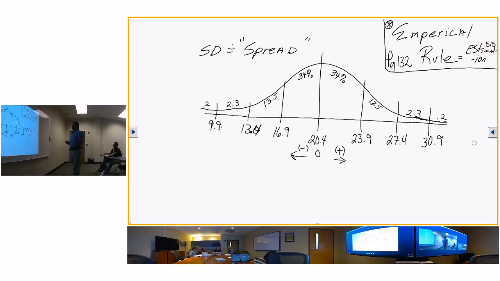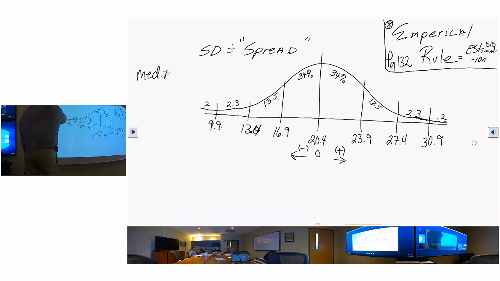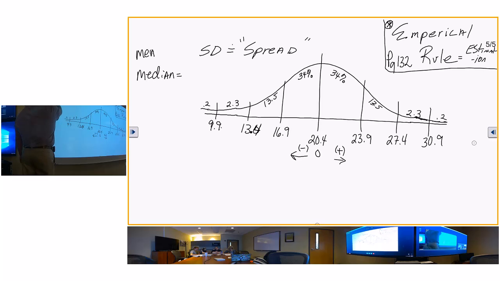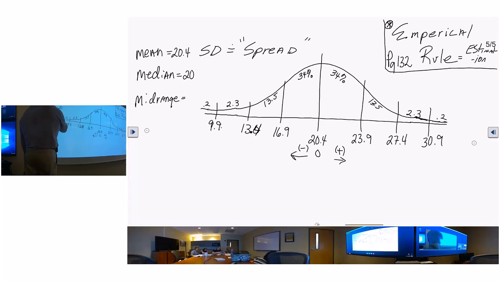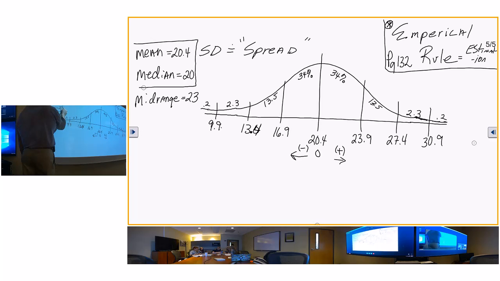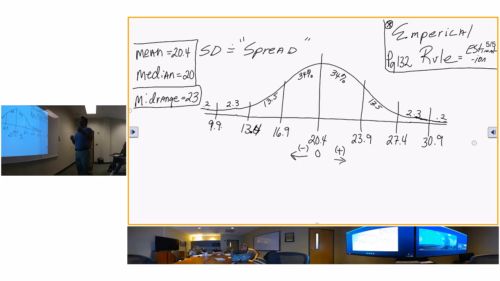Now, right now, we're talking not a big deal. Let's also talk about something else. Somebody tell me what the median was. The median was 20, exactly 20? Yeah. All right, and the mean is 20.4. And somebody tell me what the midrange was. 23. What can you tell me about all three of those numbers? They're pretty close. Now, the midrange is a little bit off, but the mean and the median are really close, all right?